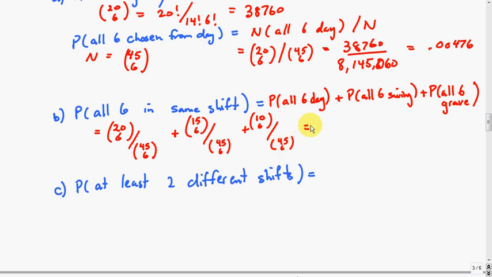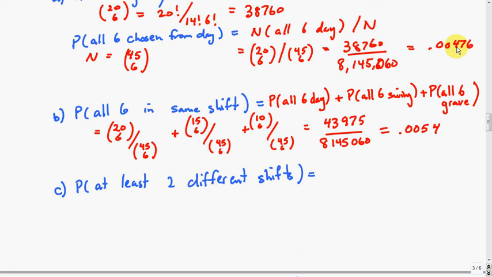And that works out to be, if you want to do the calculations, 43975 over our same denominator of 8145060, which is about 0.0054. It's reassuring to see that this number is slightly larger than the answer we got in A, since the event in B includes all of A and a little bit more.